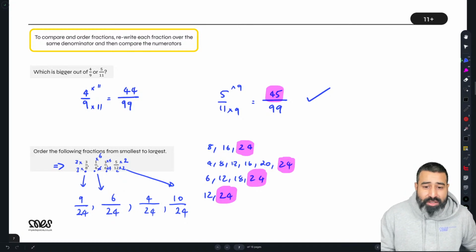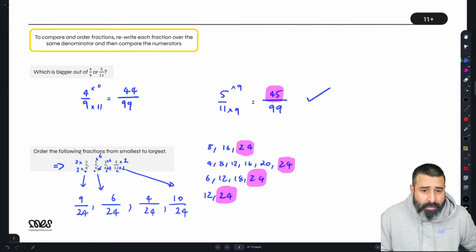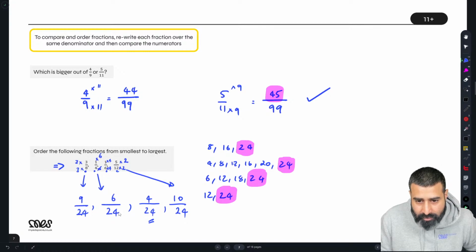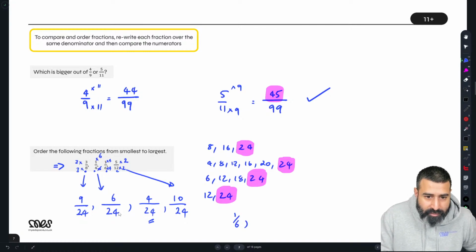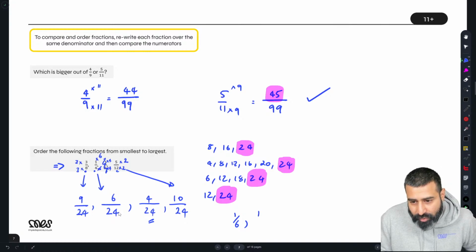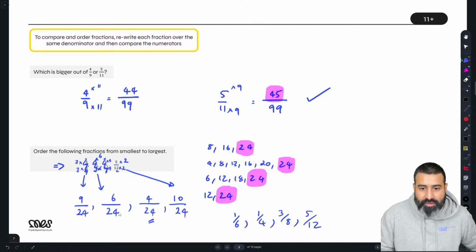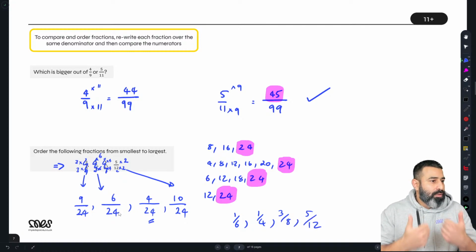So in the chat, what is the smallest? What is the largest? Okay, so the smallest is what? The smallest is clearly 1/6, which is 4 over 24. So I've done that one. What's next? 6 over 24, which is actually a quarter. Okay, done that one. Then 9 over 24, which is 3/8. Done. And then 5/12 is the largest, because that's 10 over 24. Done.